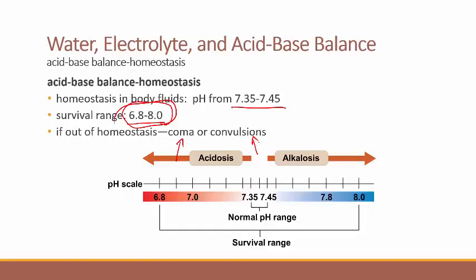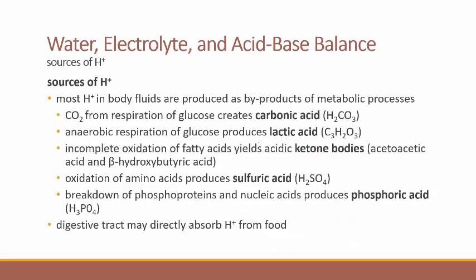Okay, so there's what homeostasis is. So where then do we come up with, why do we get hydrogen ions in the body? Well, it turns out that most of the hydrogen ions that wind up in our body fluids are produced as a byproduct of the common metabolic processes that we're constantly running.